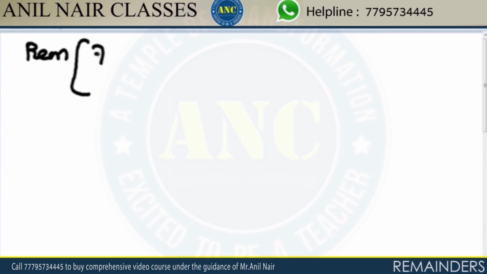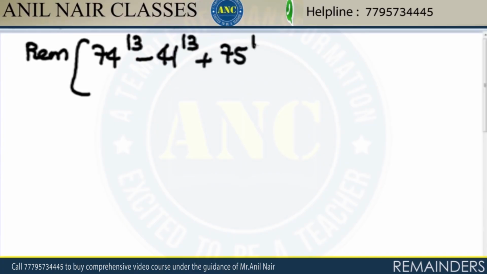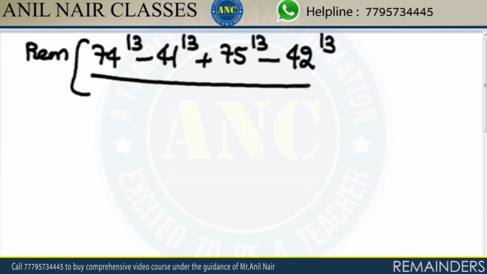Next question: 74 power 13 minus 41 power 13 plus 75 power 13 minus 42 power 13, divided by 66. Take 74 power 13 minus 41 power 13.